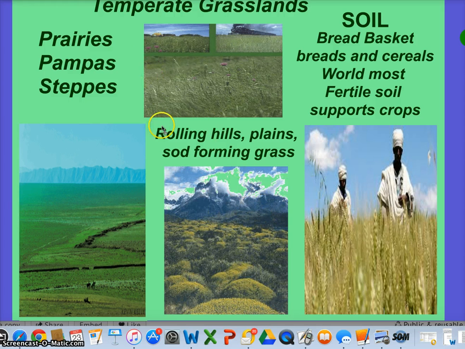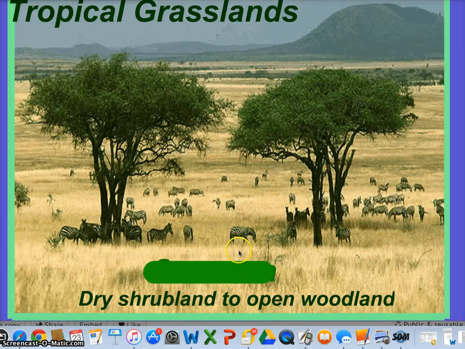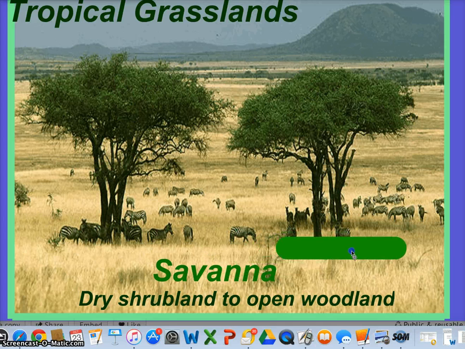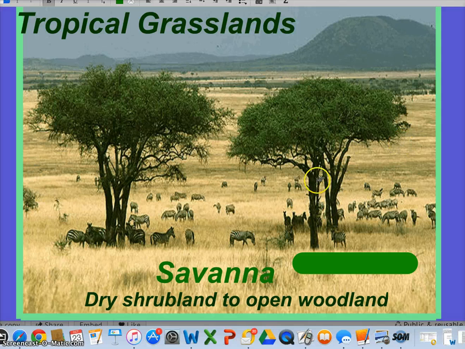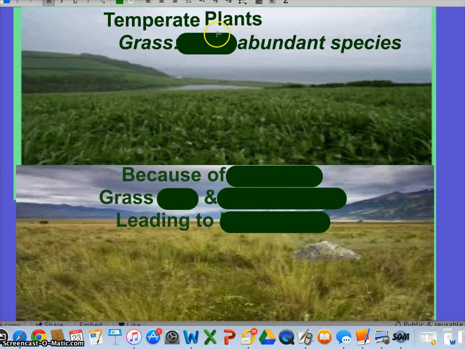Think of prairies as rolling hills and pampas as sod-forming. Steppes are more like those tall grasses. Tropical grasslands are dry shrub or almost like wood towards the background, except there's very few trees. They're scattered. You basically only see this tree. Anybody know what the name of that tree is? It starts with an A, and I can't even remember it right now. A, C, something. But that's the only tree you actually see in tropical grasslands. And the best examples are savannas.